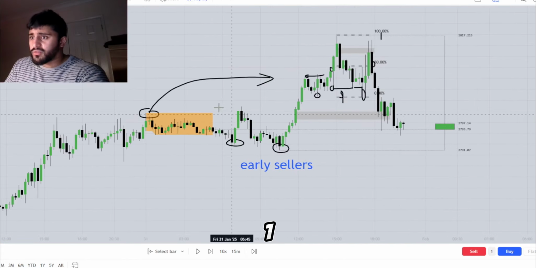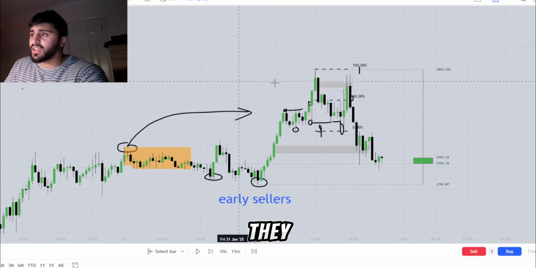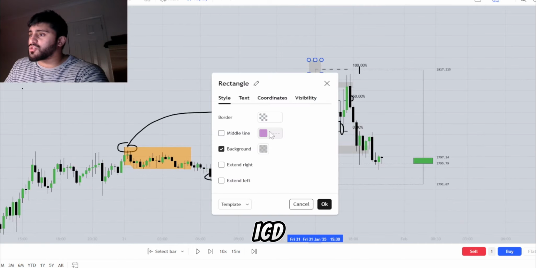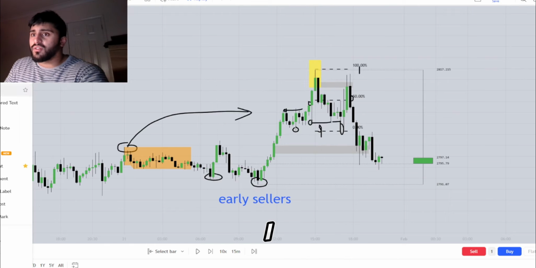Step number one, of course, we had our Asian session. We're looking for early sellers. These early sellers get enticed and they get stopped out. This is the ICT Judas swing. The ICT Judas swing is, of course, something I look at in a lot of detail.